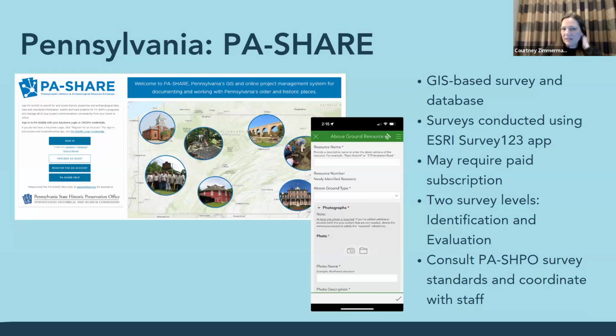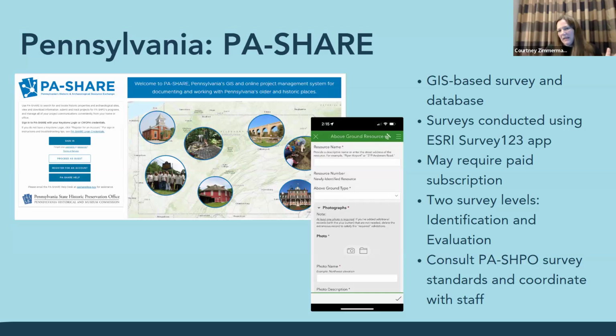surveys and nominations. So in Pennsylvania, they have an online GIS system called PA Share. So you can go on there and you can look up information. When you're doing a survey in Pennsylvania, you use the Survey 123 app. They have set this up, and that's the way that you provide information to them, not on paper forms or PDFs. Depending on the size of your project or what exactly you're doing, you may have to pay for a subscription, but there is a free option just to go look.